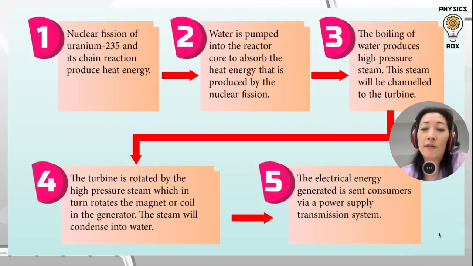So this is the general flowchart to show how the nuclear power plant works in terms of energy generation. First of all, nuclear fission of uranium-235 and its chain reaction produces heat energy.